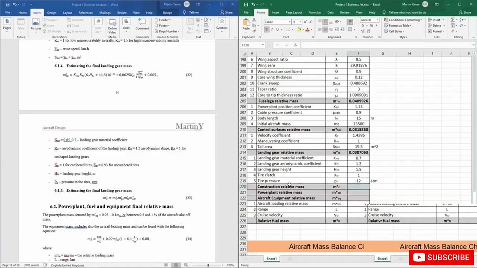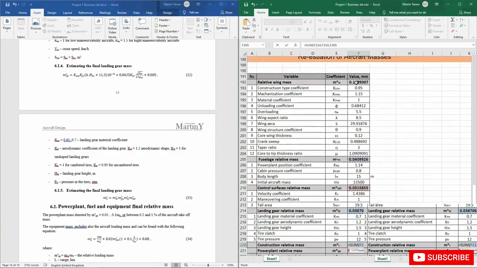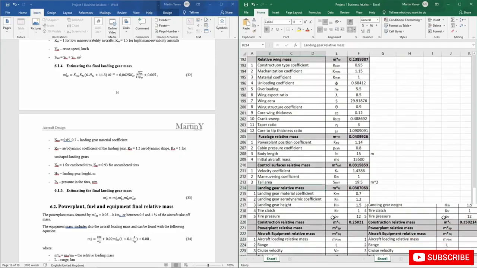So now finally, to estimate the construction mass, we simply need to, actually I'll write it here with a sum. You can simply do a sum of these. So here I'm pressing control and selecting every variable, or you can simply add them with the plus sign, it doesn't matter. So you can see now that the construction relative mass is 0.25 of the mass of the whole aircraft.